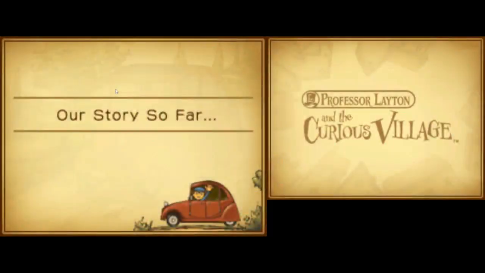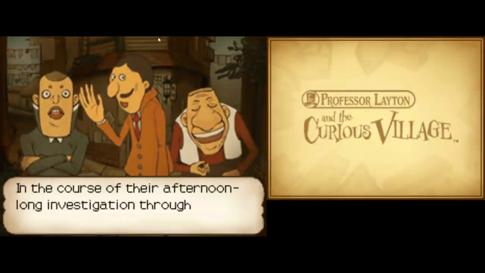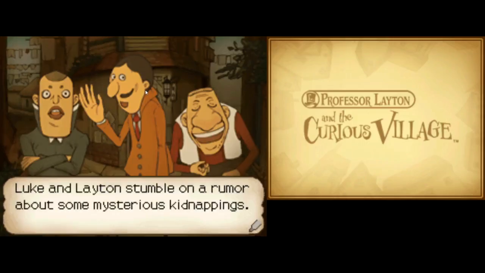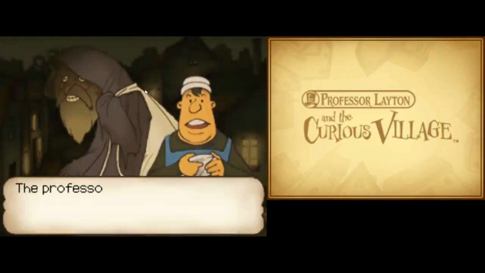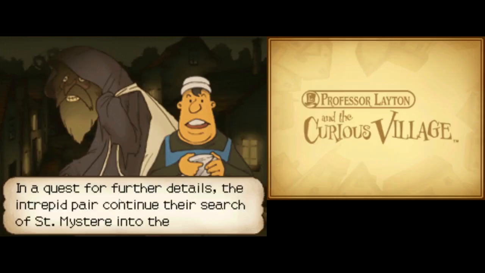Last time on Professor Layton and the Curious Village. In the course of their afternoon-long investigation through St. Mystery, Luke and Layton stumble on a rumor about some mysterious kidnappings. The professor has a hunch that Raymond's disappearance and these kidnappings must be connected. In a quest for further details, the intrepid pair continue their search of St. Mystery into the night.